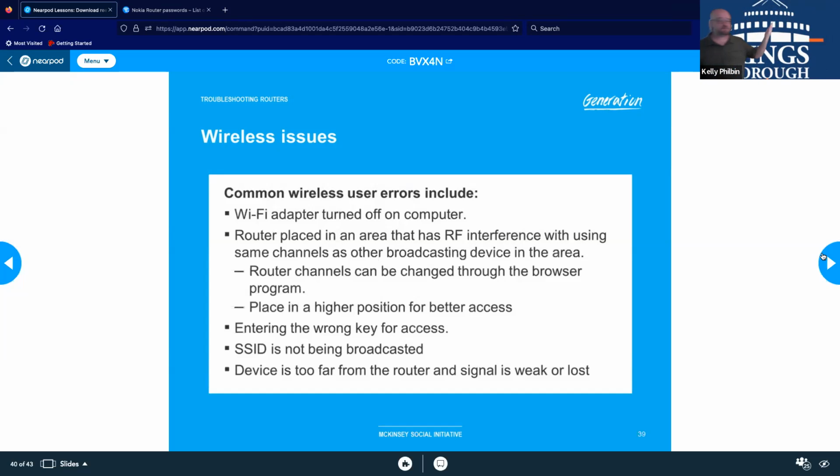Place your router in a higher position. Don't put it on the floor. On the floor, it may not communicate well. Put it up a little bit higher in the room. It may help with your signal.